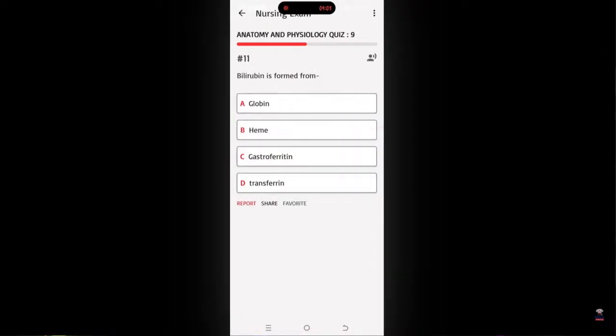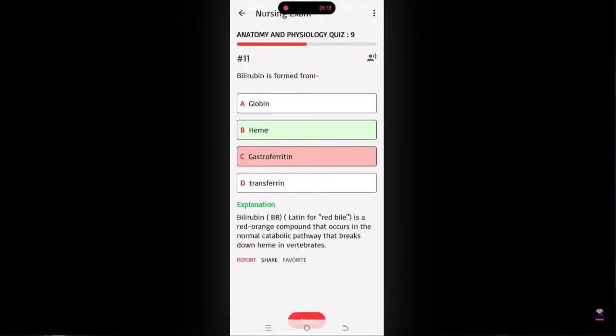Bilirubin is formed from: A. Globin. B. Heme. C. Gastroferritin. D. Transferrin. No. Correct answer is B. Bilirubin, Latin for red bile, is a red-orange compound that occurs in the normal catabolic pathway that breaks down heme in vertebrates.